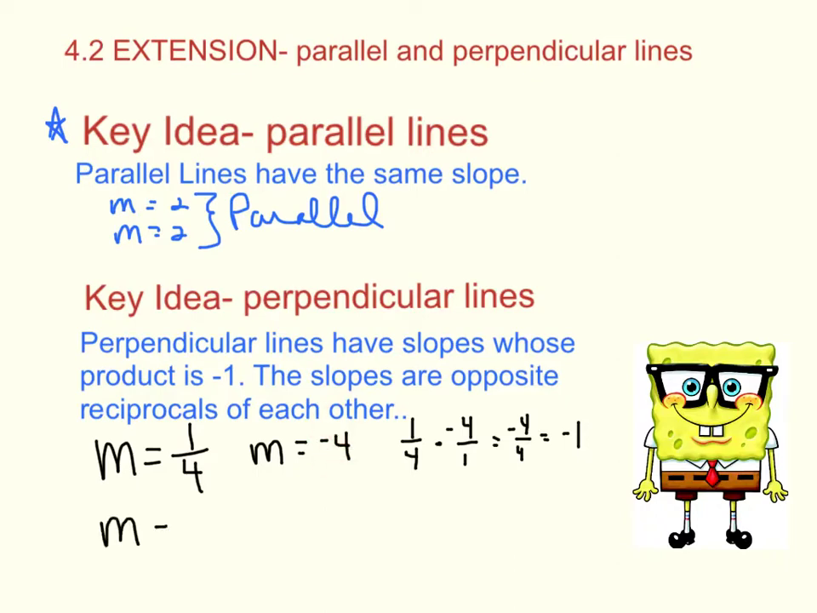So, another example would be this. 2/3. What's the opposite reciprocal of 2/3? It'd be -3/2. You have to flip it and change the sign, the opposite reciprocal.